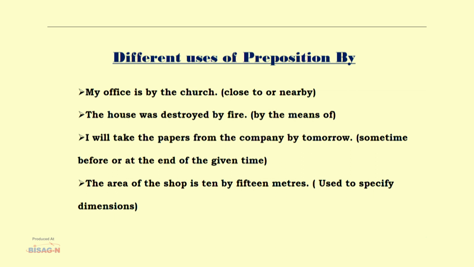It says the house was destroyed by fire, which is by the means. Again, it says, I will take the papers from the company by tomorrow, which means sometime before that timing, the person will take the papers. The next example says the area of the shop is 10 by 15 meters. So by is also used to specify certain dimensions. Specify the place nearby or close by. Something which is a means of. That is where by is used.